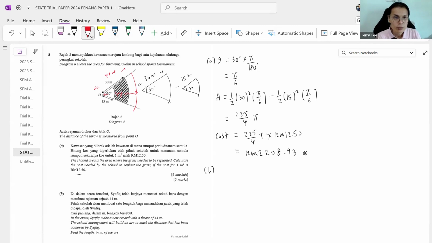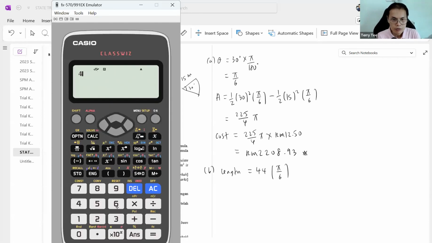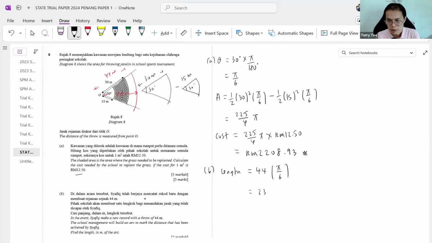So very simple formula for length of arc. The length of arc S equals R theta. Your radius R is 44, your theta is pi over 6. Just use your calculator, 44 times pi over 6. Yeah, my answer is 23.04 meter. That's the length of arc that is built.